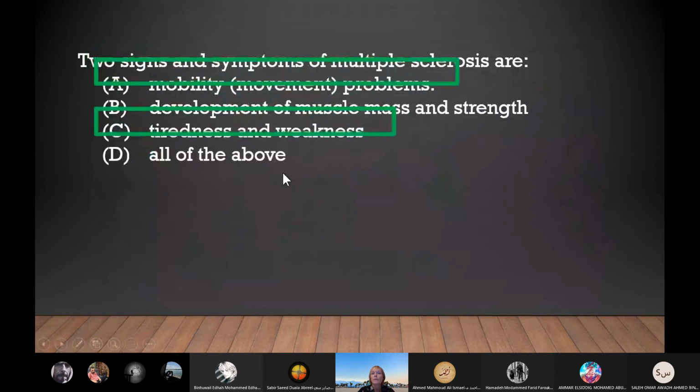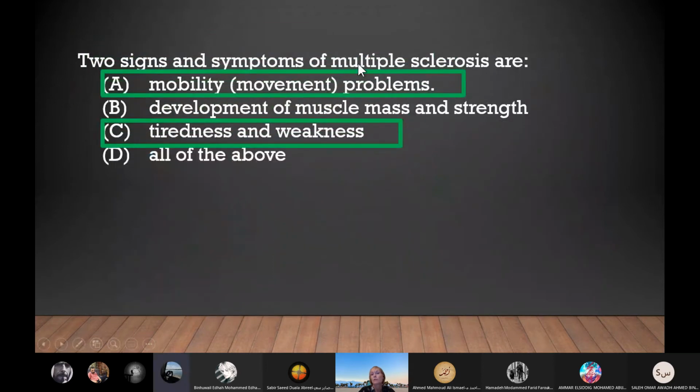Anybody there? Okay, so with multiple sclerosis, we have mobility or movement problems because the messages are not getting through. You might have numbness, so you might have difficulty moving. And also you might be very tired and weak because your muscles are made to move with nerves. If your nerves aren't working, you'll feel weak.